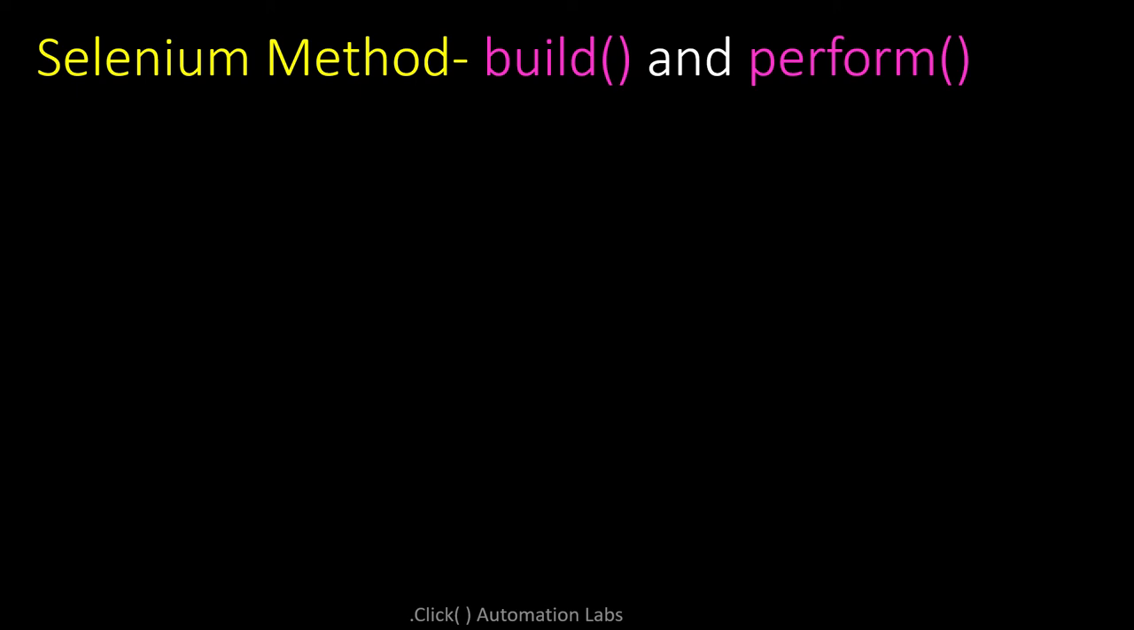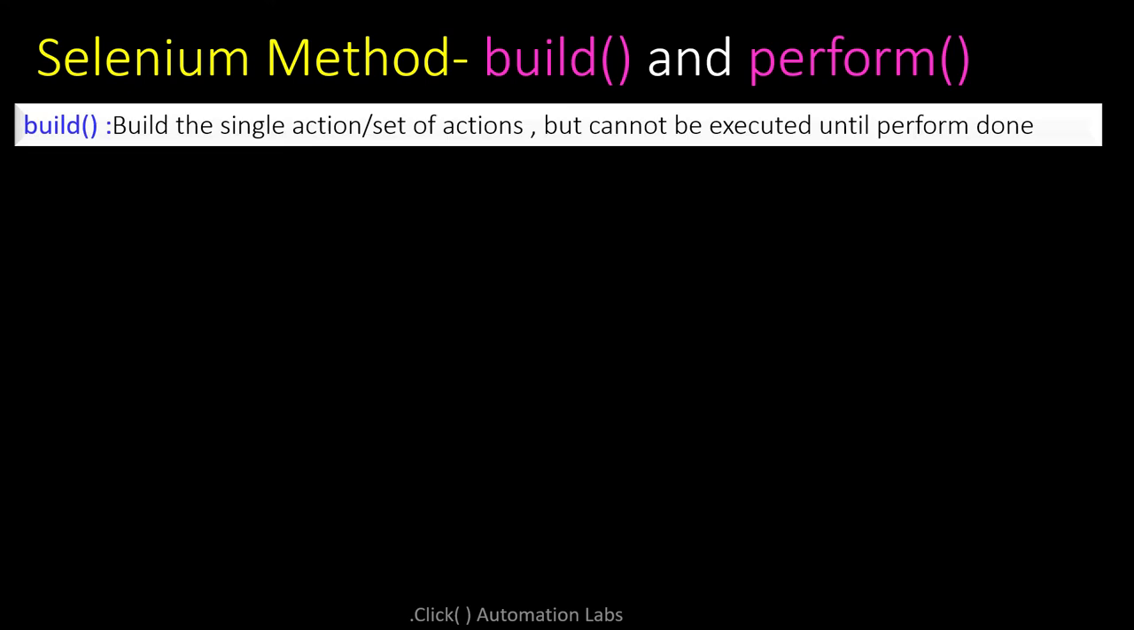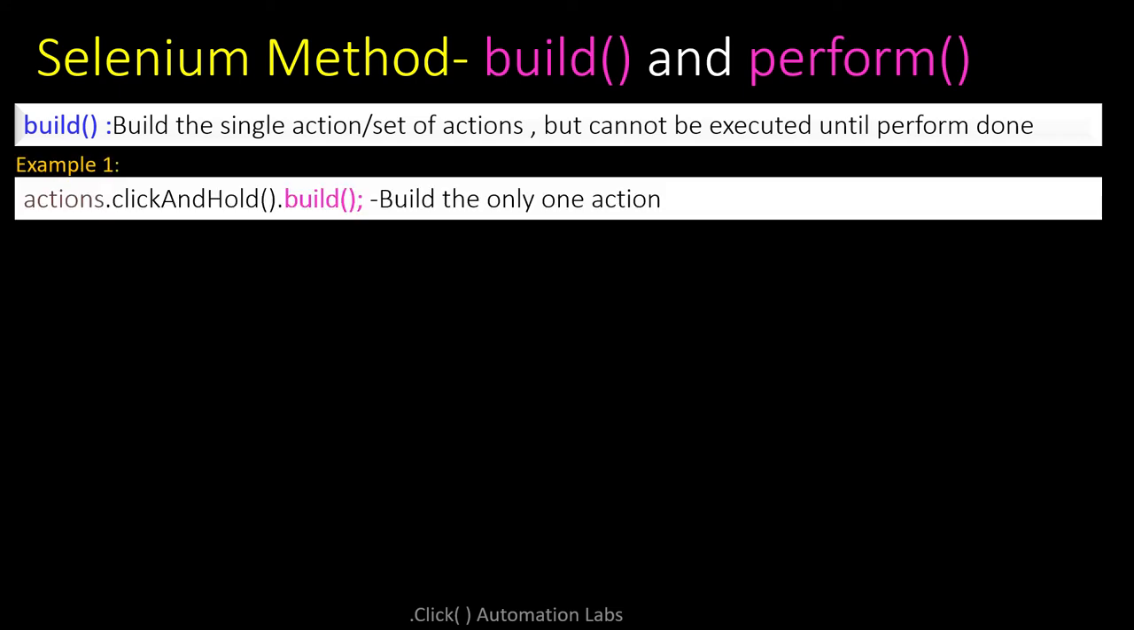Now we will look at two methods, build and perform. Build and perform are two keywords or two methods. The first one is to build a single action or to build a set of actions, but they cannot be executed until perform is done. It means build can only build your actions, but unless you do dot perform, they won't be executed. The below example will build the click and hold actions, but remember it won't be executed until I say build dot perform.